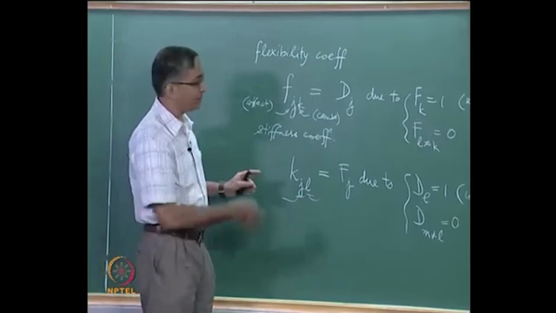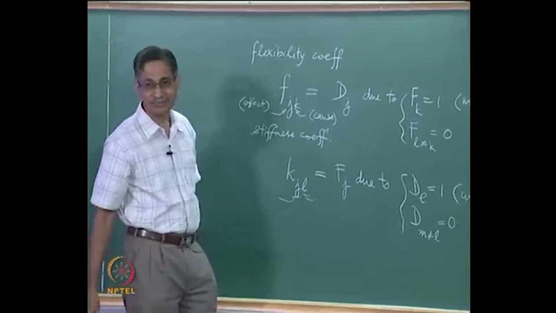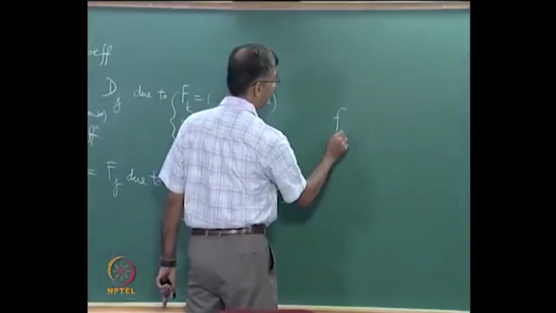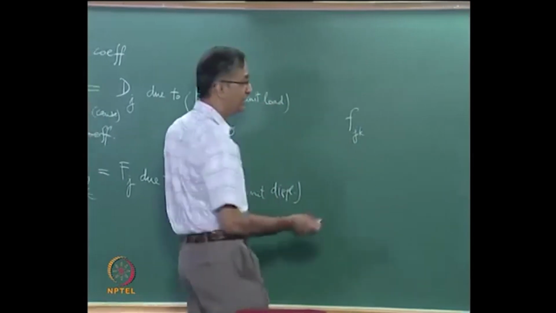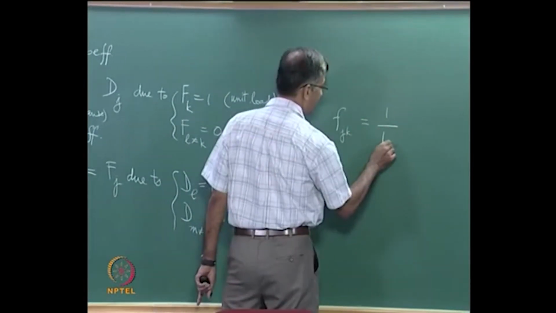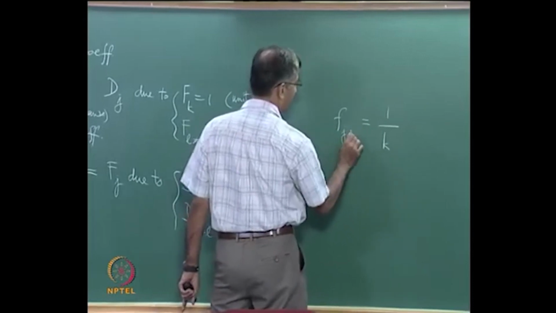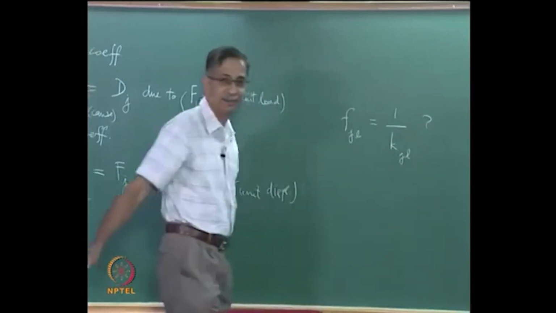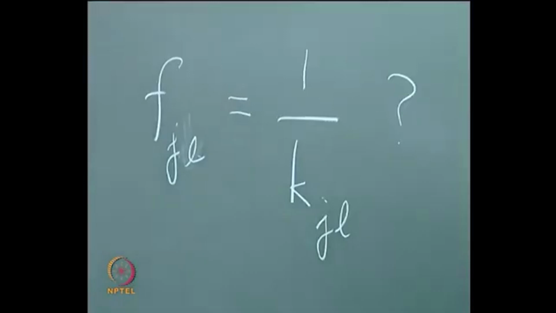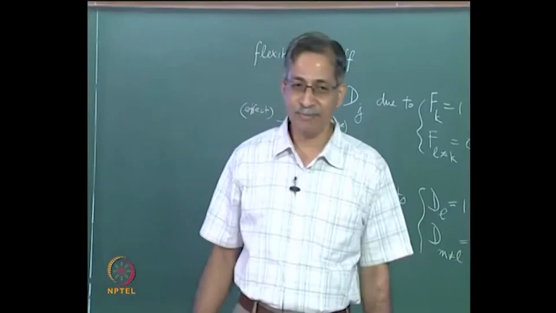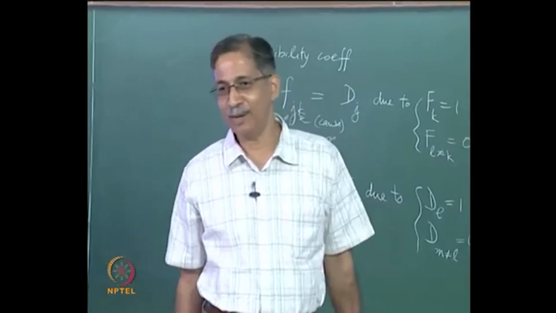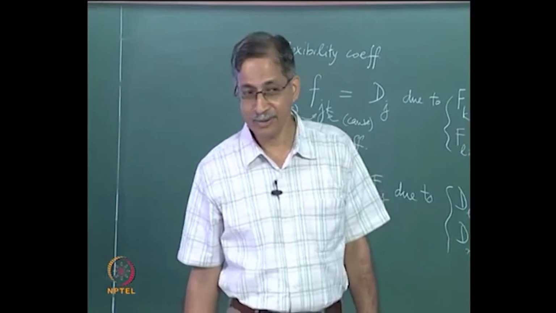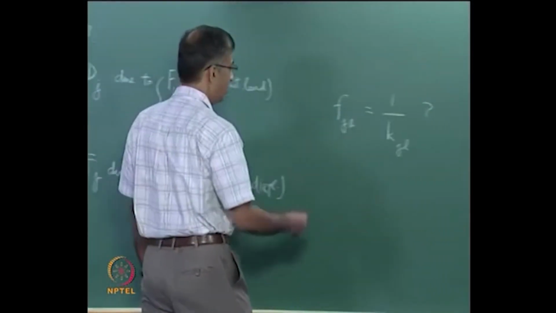Is it clear? Now is there a relationship between these two? Is it right to say that the flexibility coefficient Fjk for a given structure is the reciprocal of Fkj? Is this right? That is what one of you suggested. Is it right or wrong? After all, we have been told that one is the reciprocal of the other. Is it true? This is not true. Why is it not true? This is wrong.